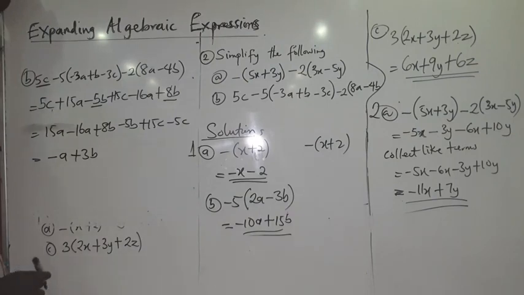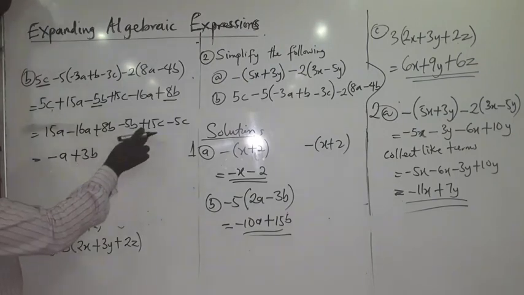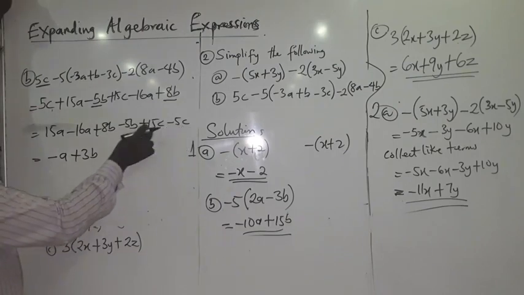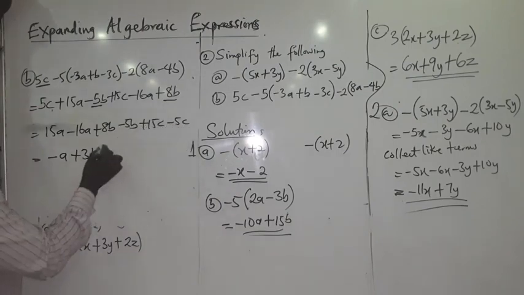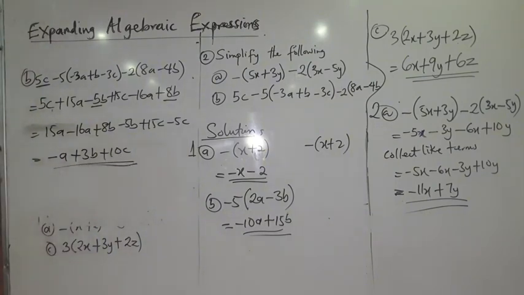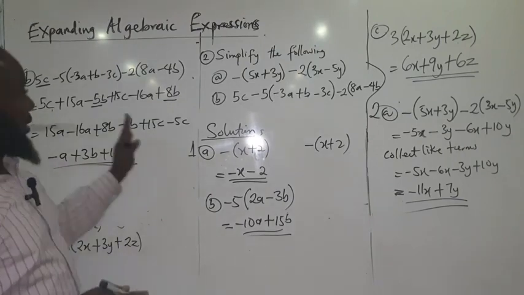Am I with you? Then the same thing we go to C. 15C minus 5C. That's 15 minus 5. That gives us plus 10C. So that is the answer. I hope this is very clear. Right? So that is that on the first part of the topic.